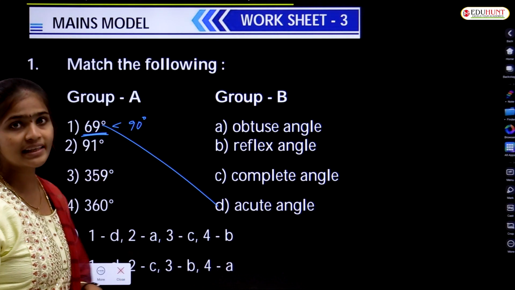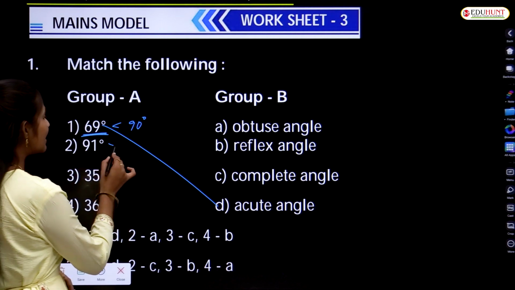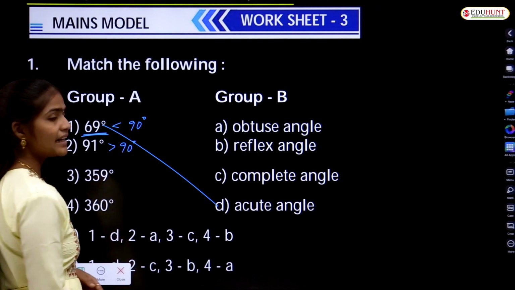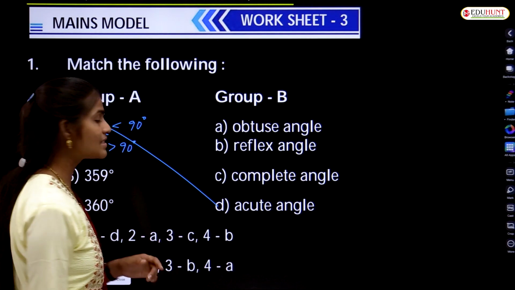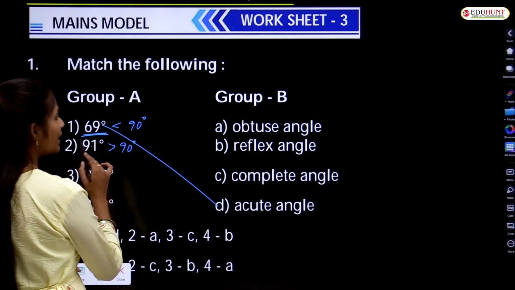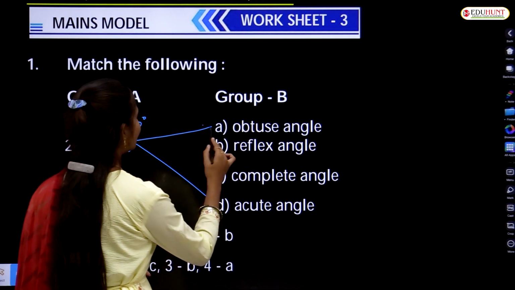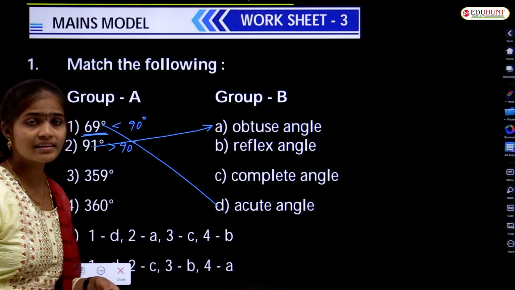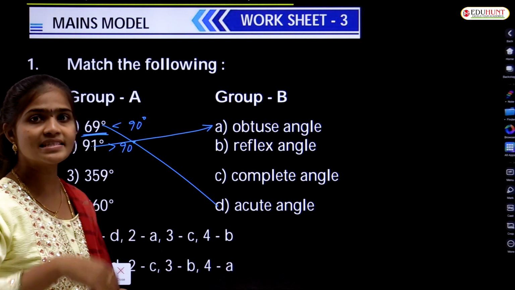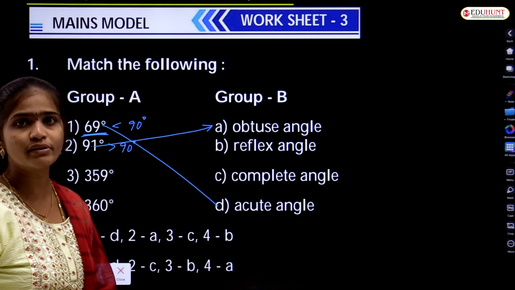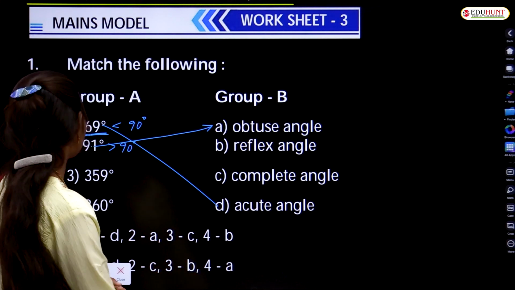Next, 91 degrees. 91 degrees is greater than 90 degrees. That's why 91 degrees is an obtuse angle. Why? Because angles greater than 90 degrees and less than 180 degrees, those angles we call obtuse angles.